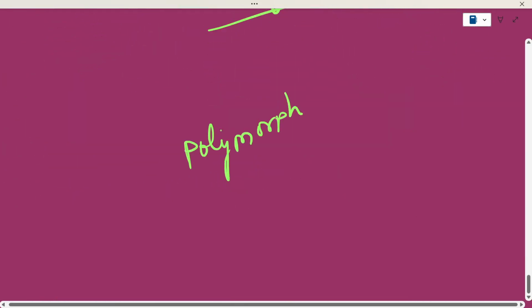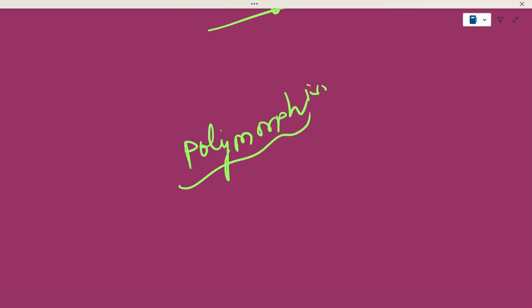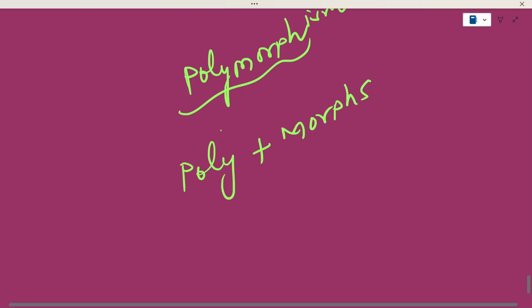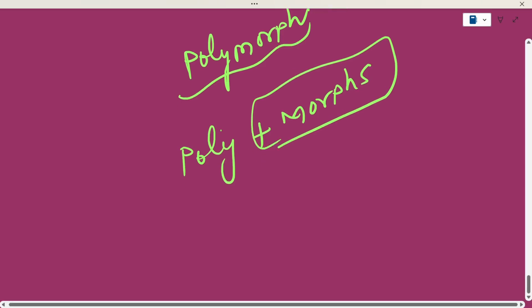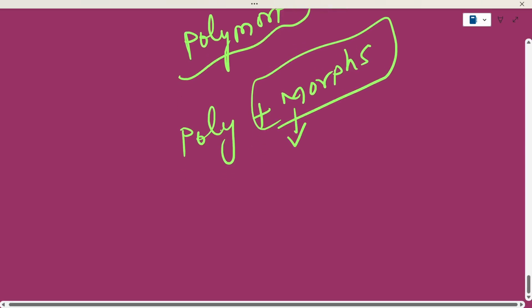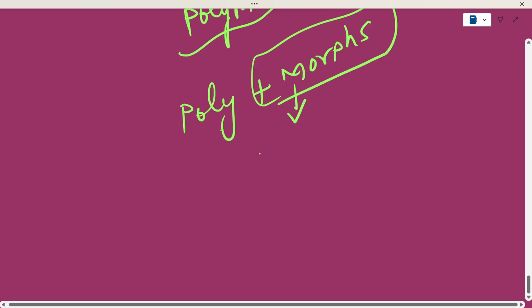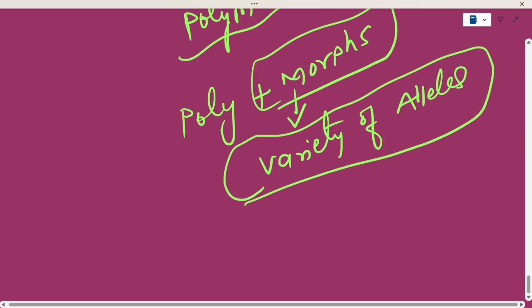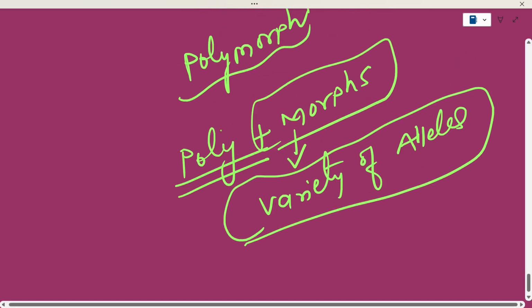पॉलीमॉर्फिज्म is in its literal sense means existence of multiple morphs, and a morph is a variety of alleles. So this variety of allele, this is known as polymorphism.